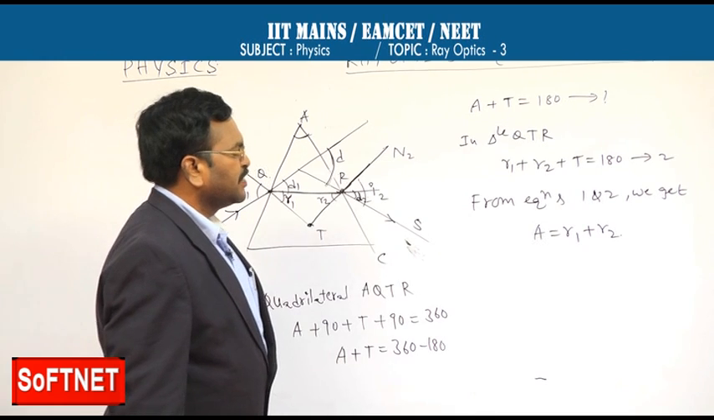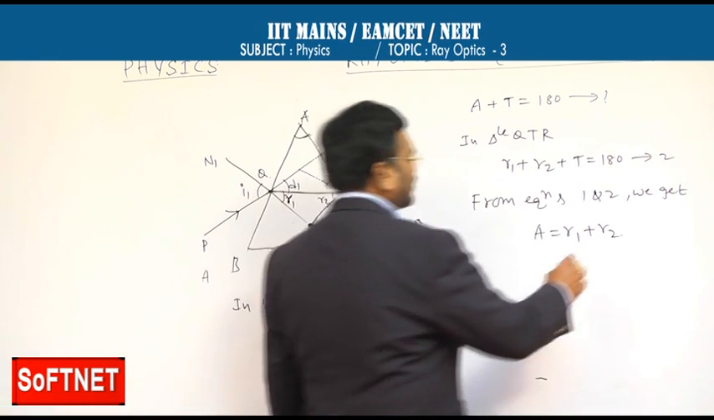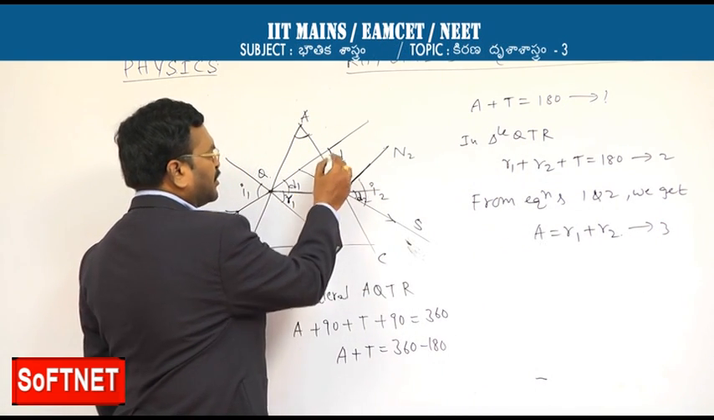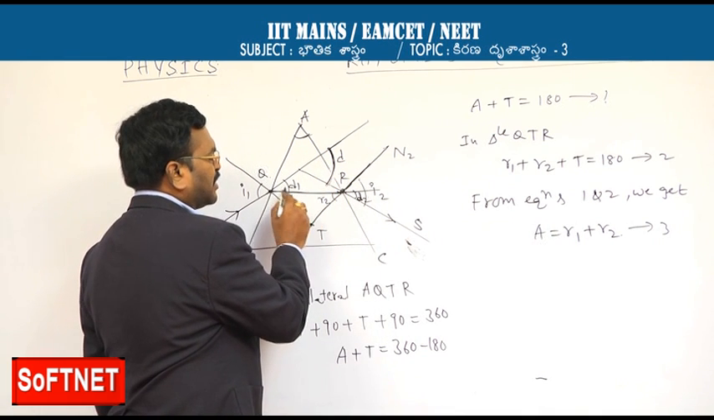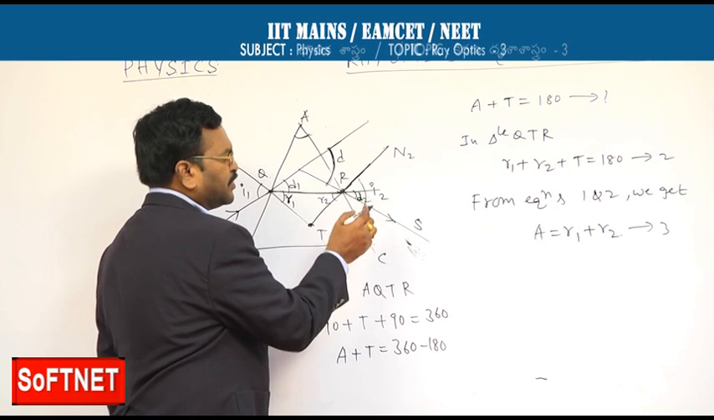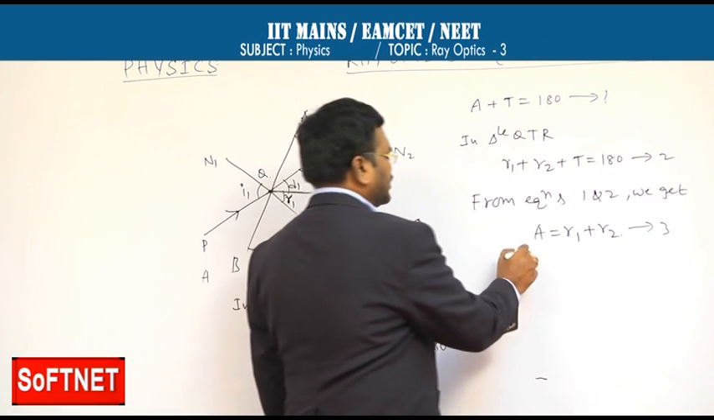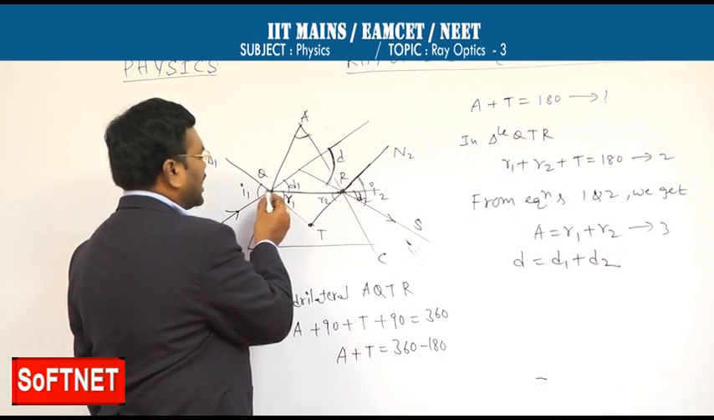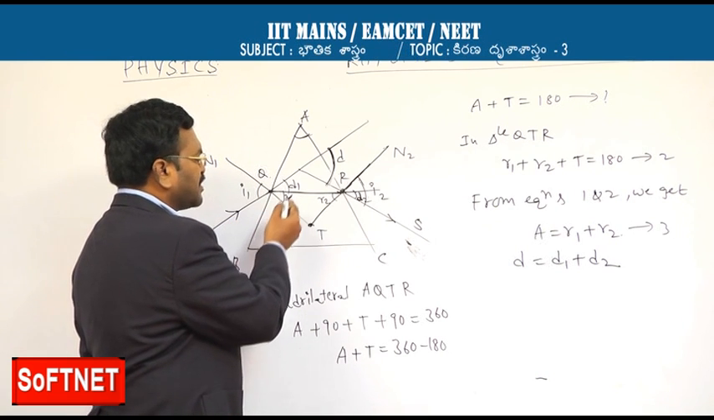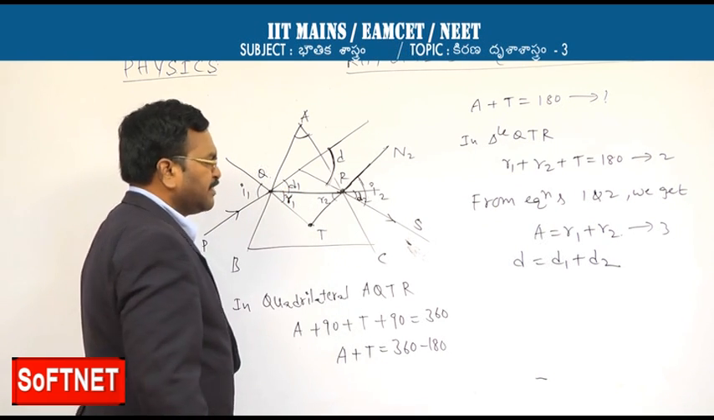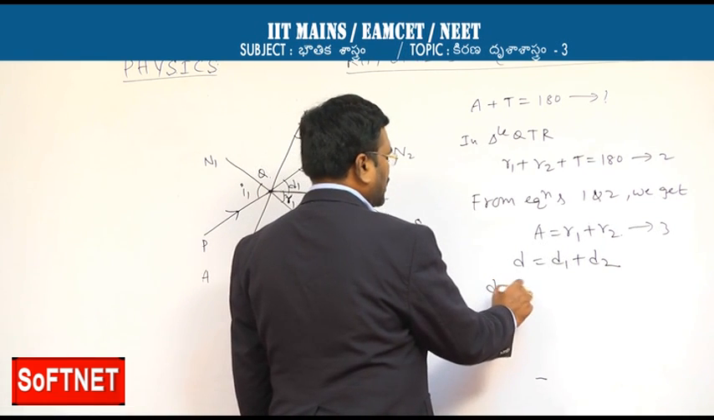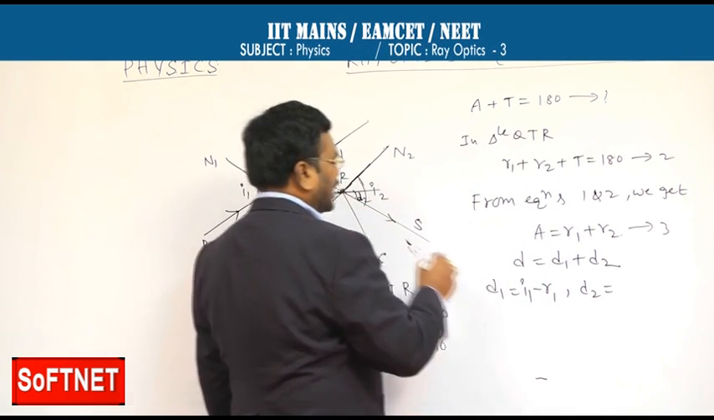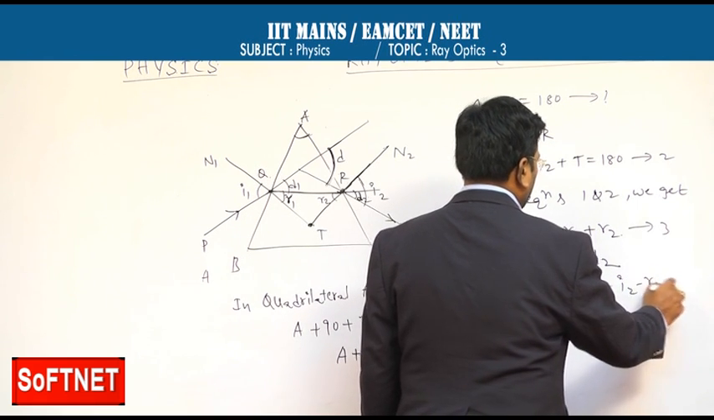So from this, and this is third equation, and from fourth here deviation is equal to what we write? Total deviation. Total deviation is nothing but what? Up to here D1, again this is D2. Total deviation is D1 plus D2. D1 is equal to how much? Here yesterday already I told that light ray travels from rarer to denser medium. Deviation how much? I1 minus R1. D1 is equal to I1 minus R1, and D2 is equal to how much? D2 is equal to I2 minus R2.